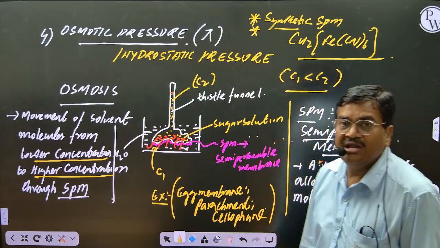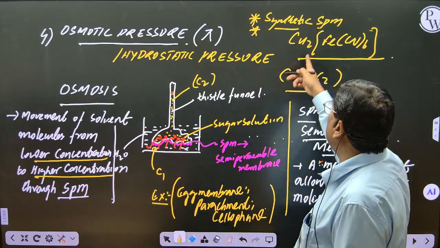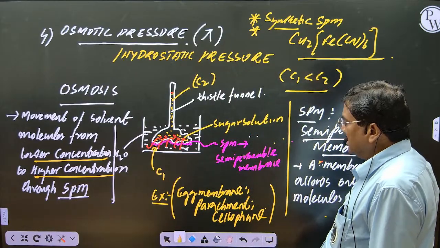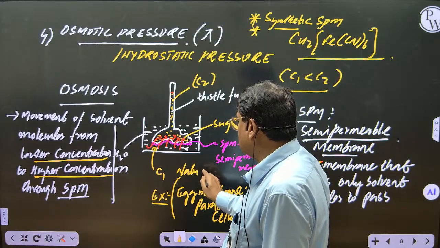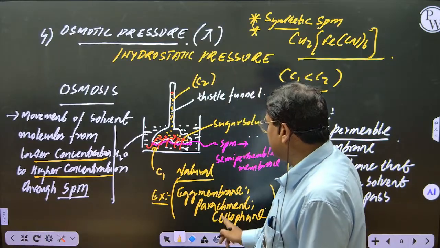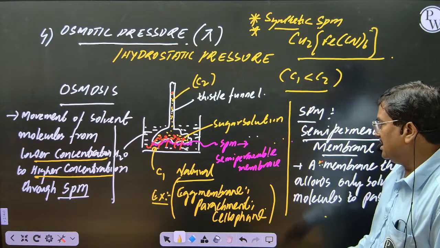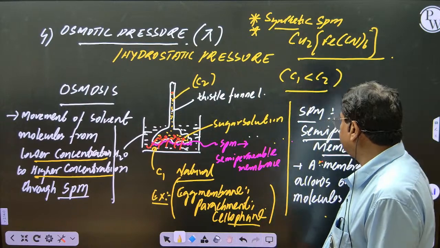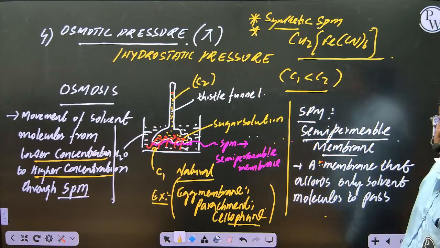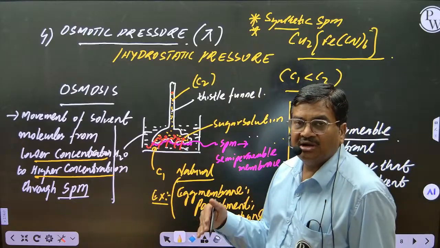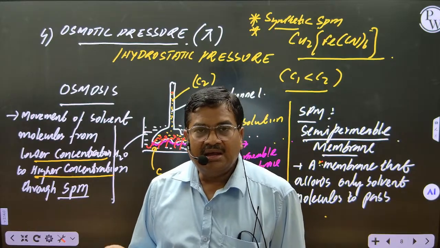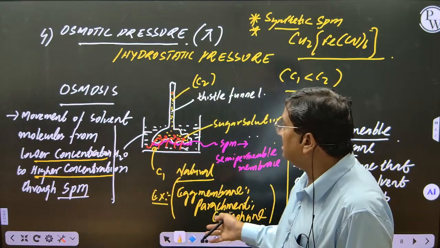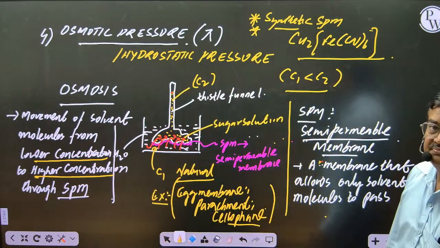Later we study coordination compounds. The right name of this compound is cupric ferrocyanide, and these are all what? Natural semi-permeable membranes. What are those? Egg membrane, parchment paper, cellophane, these are all natural. So understood students, just now what we learned: what is osmosis, what is a semi-permeable membrane, and what are the examples for semi-permeable membrane. Clear?